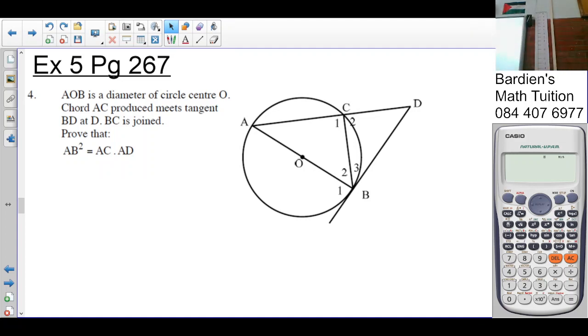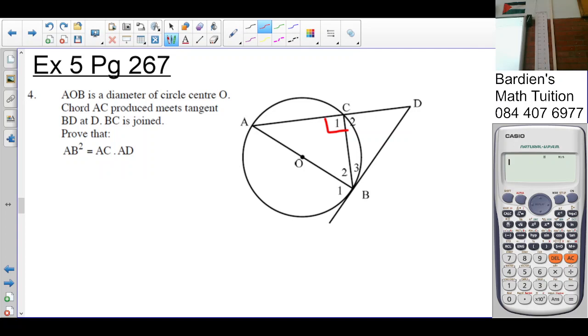So here we are told that AOB is the diameter of the circle center O. What can be concluded from that? Angle C1 is 90 degrees. Why? Angle in semicircle.